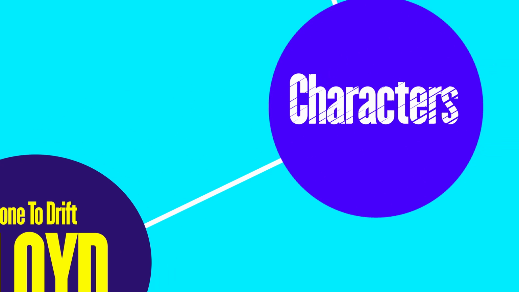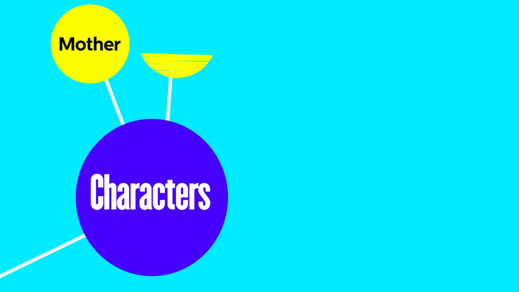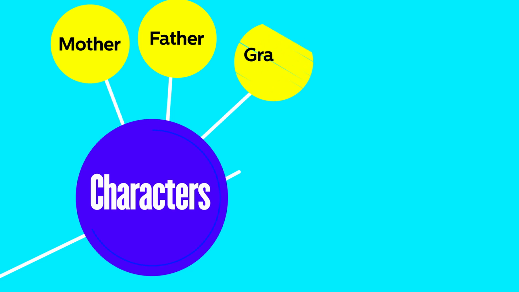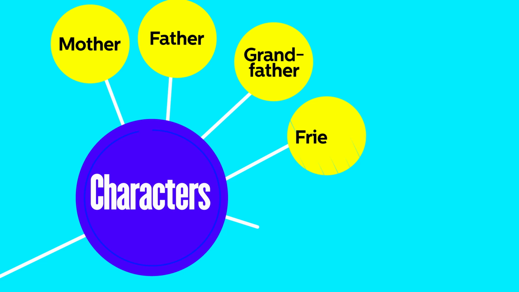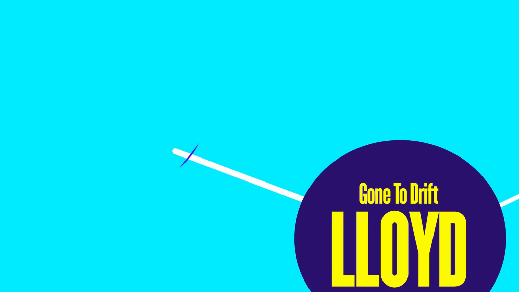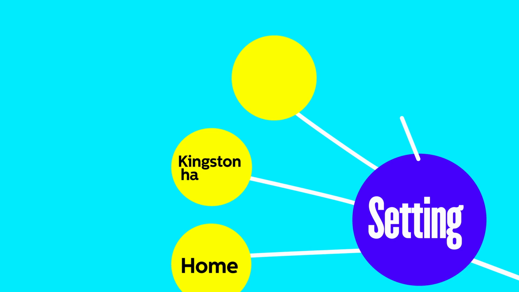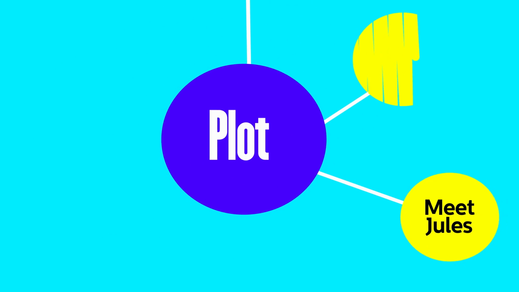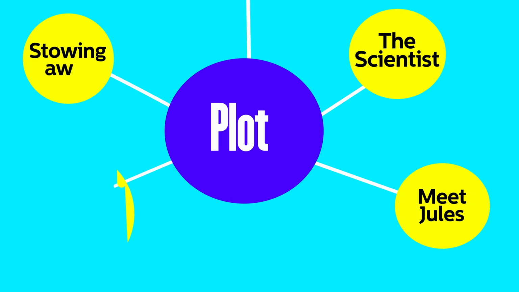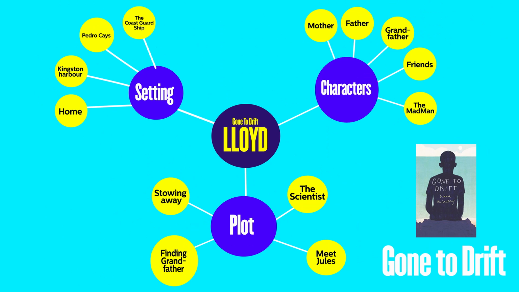In Gone to Drift, for example, the central character would be Lloyd, and around him his mother, father, grandfather, friends, the madman, and so on. There would be the settings of Kingston Harbor and the Pedro Cays, the Coast Guard ship and Lloyd's home, etc., etc. The plot events would include Lloyd's meeting Jules, the scientist who helps him, Lloyd stowing away on the Coast Guard ship, and Lloyd finding his grandfather.